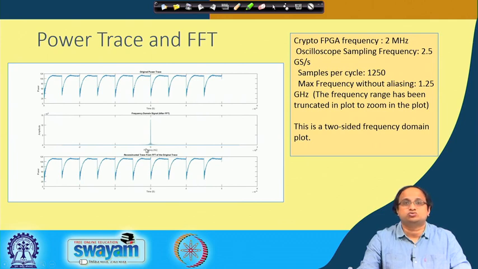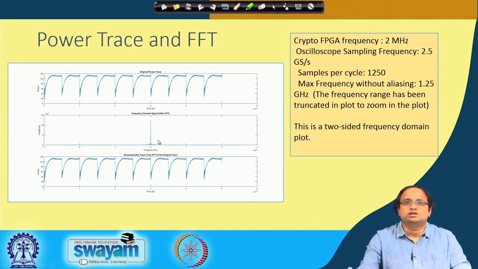The objective was to show, when we are doing this FFT analysis, we ensure that the maximum frequency without aliasing is kept around 1.25 gigahertz. That means if this trace has some frequency component which is more than 1.25 gigahertz, then that is lost. When we do an inverse Fourier transformation, we get back the original power trace, kind of showing that you do not have any component which is more than 1.25 gigahertz in this trace.